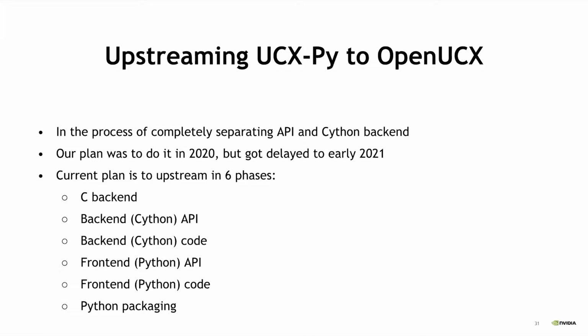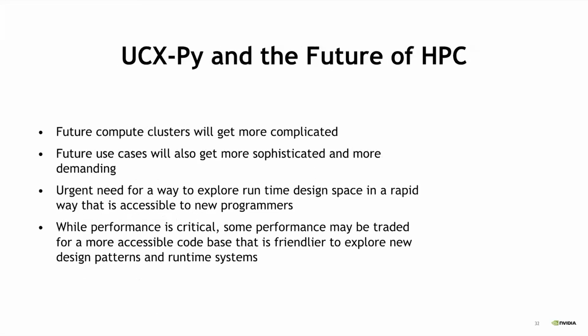And the 6 phases are basically to upstream the C backend, the backend both API and code separately, the front end, the Python code, API and code also separately, and finally the Python packaging mechanism that is required. And yeah, we intend to start this early 2021.